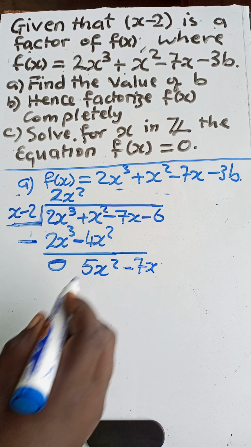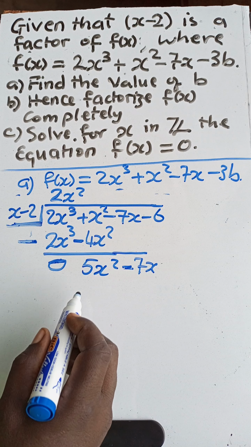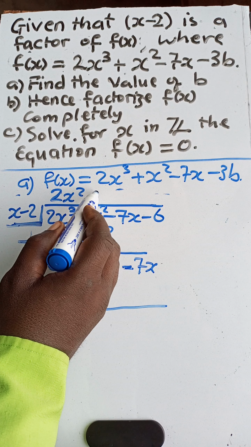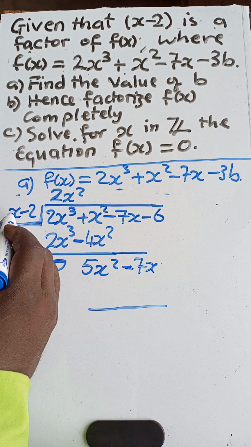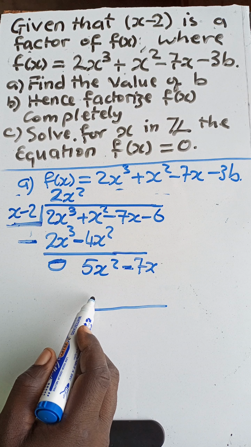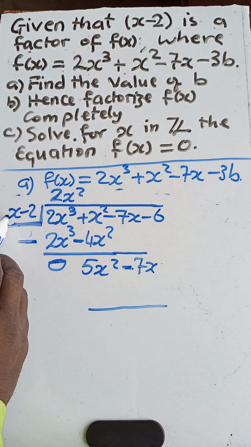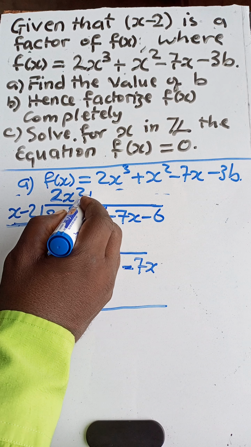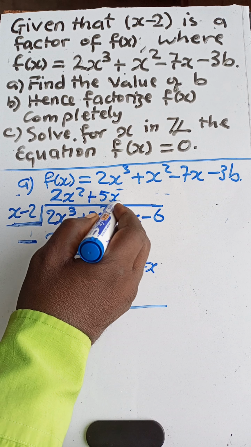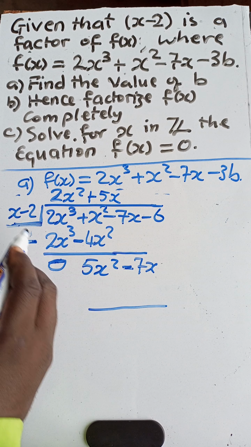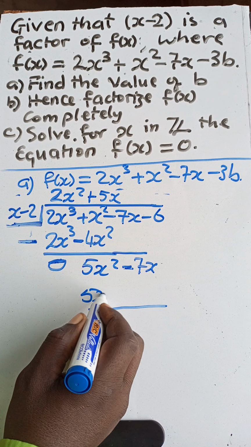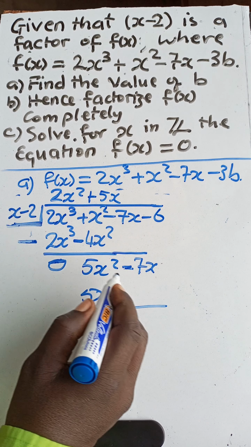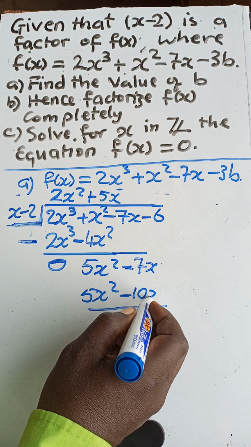Okay, now we are at this level. Again, our process remains. So what are we going to write up here so that when we multiply back, we're going to have 5x squared here? Look at it, this is x, so we must multiply by 5x. So we write plus 5x, so that 5x multiplied by x will give us 5x squared. 5x multiplied by negative 2 will give us negative 10x.